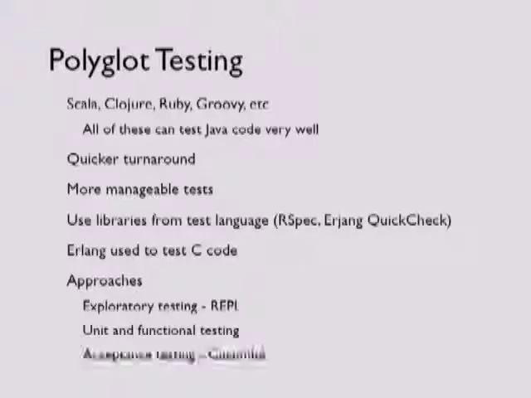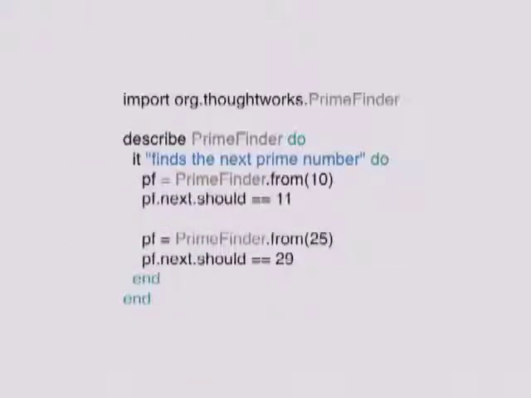But you can also do higher level acceptance testing like Cucumber. So imagine that I have a Java class called PrimeFinder, where I create a new prime finder from 10, and then I say that the next prime should be 11. Prime finder from 25, pf.next should equal 29. And this is just a Java class. And if you run this file under JRuby, it will just work exactly like testing in regular RSpec.